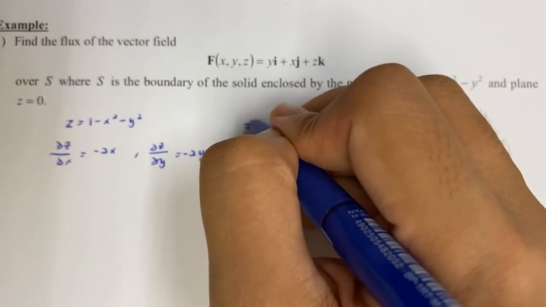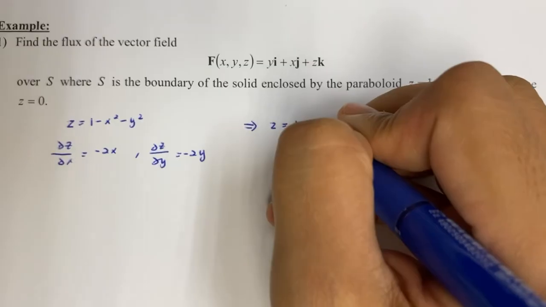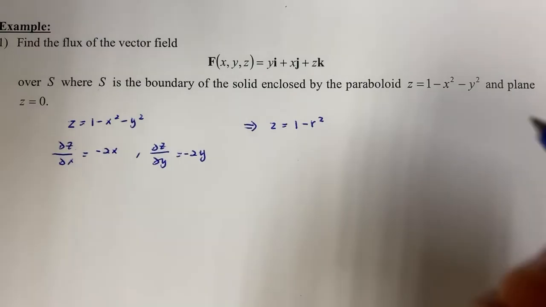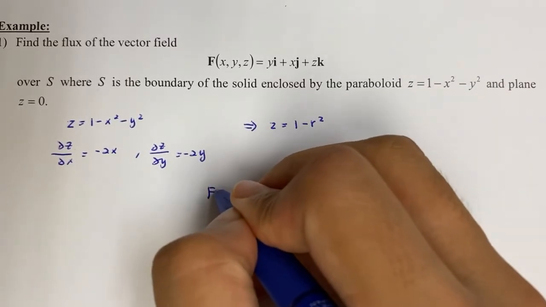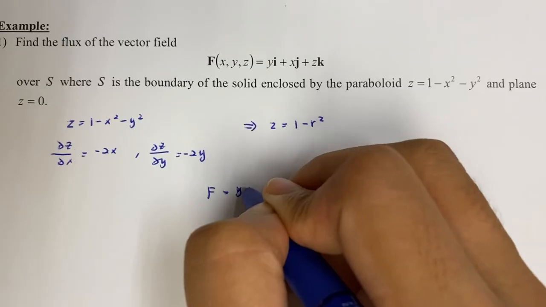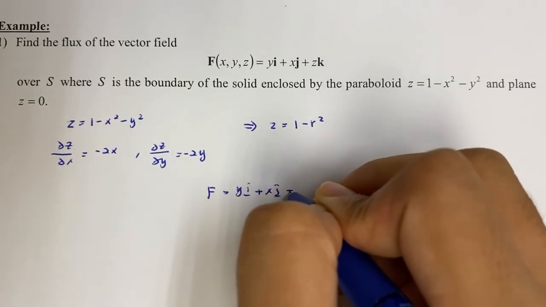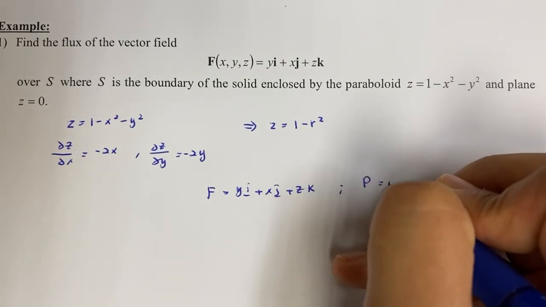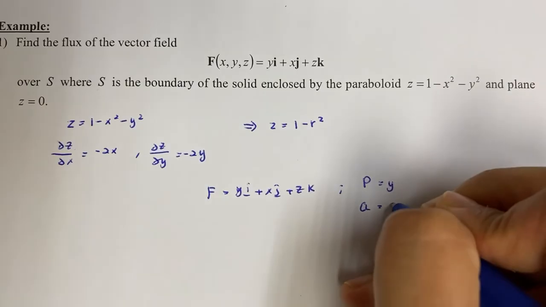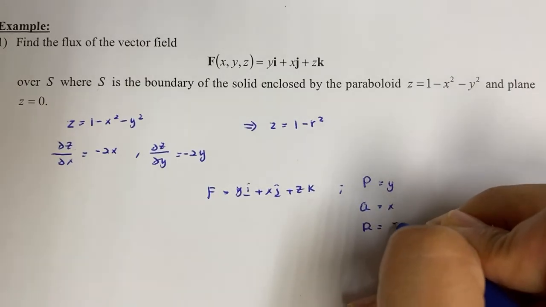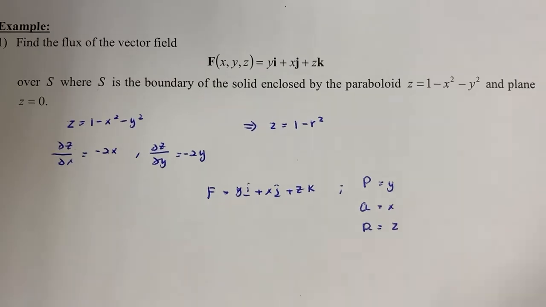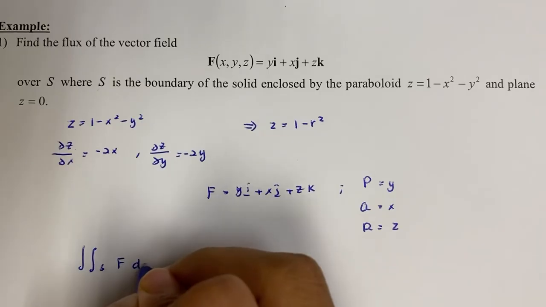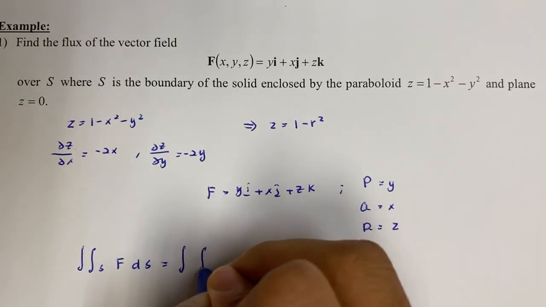And then z here is equal to 1 minus r square, since x square plus y square is equal to r square. Now, from the vector field F equal to yi plus xj plus zk, P is equal to y, Q is equal to x, and R is equal to z. So substitute into the formula.